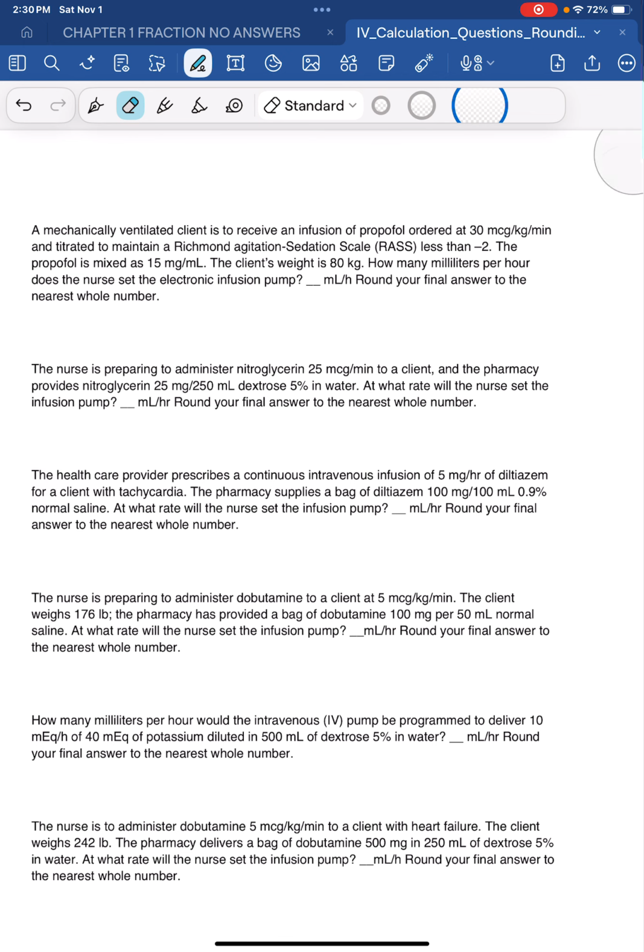All right, I hope this is helping you guys. So let's look at the next one. Next one, what are we looking? We are looking for milliliters per hour.